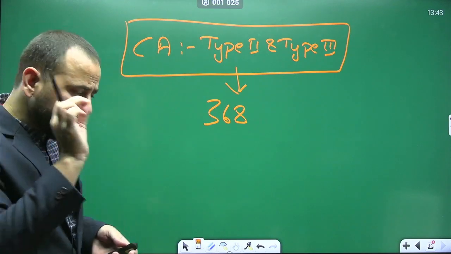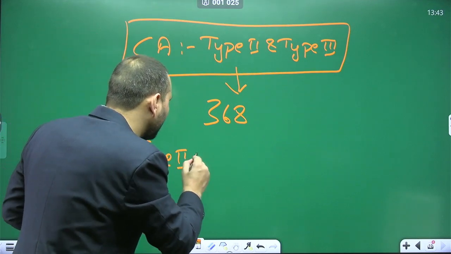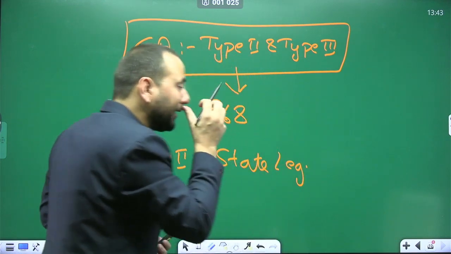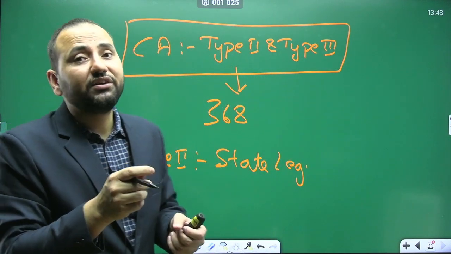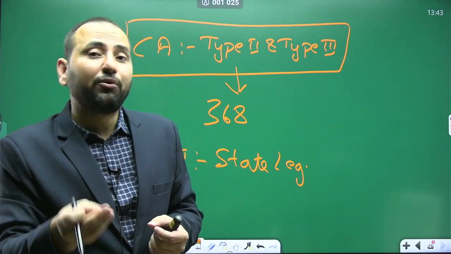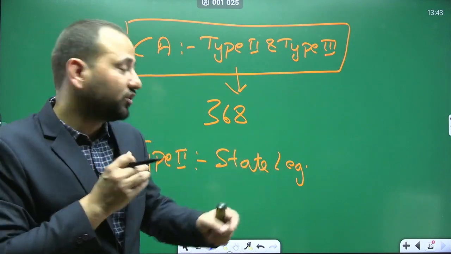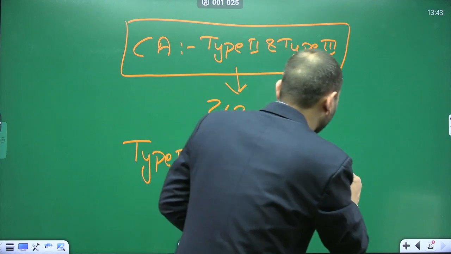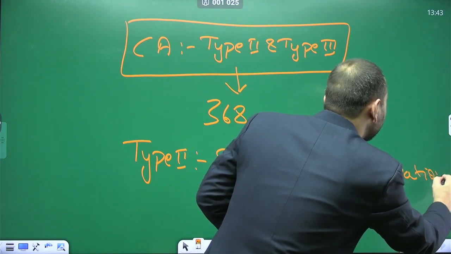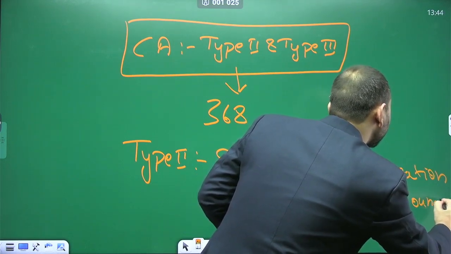There is one instance of the use of type 2 in state legislature also. Whenever a state legislature has to come up with a resolution for creating or abolishing the legislative council, it is used in state legislature also, that is abolition or creation of legislative council. This dimension needs to be understood very clearly.